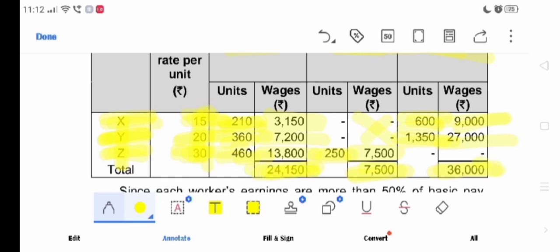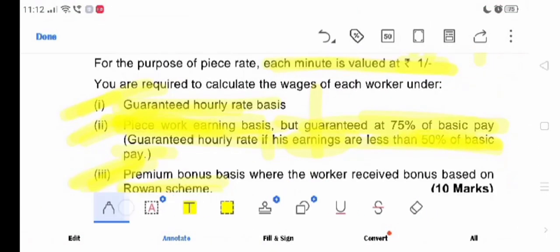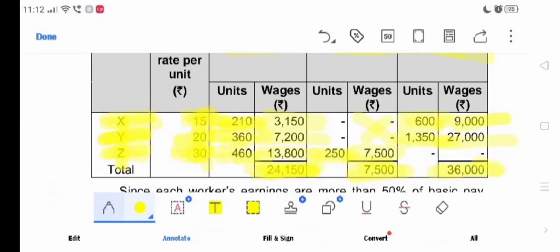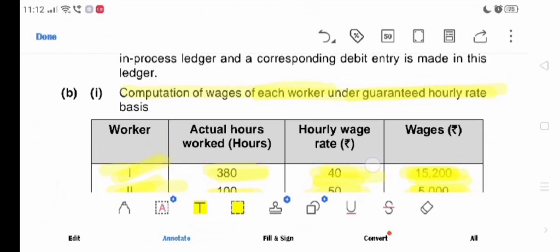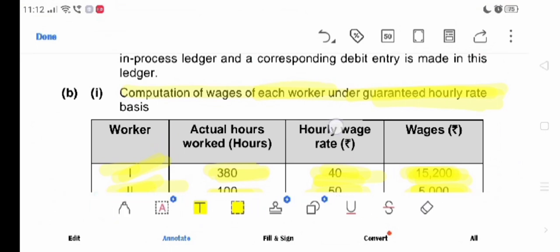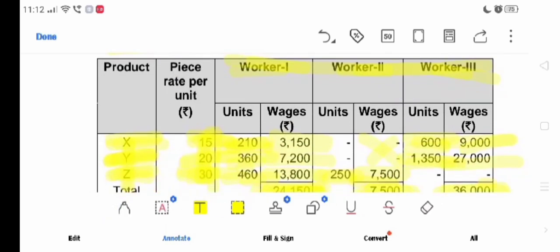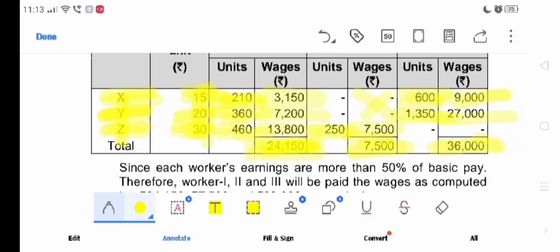Now after getting these earnings, what are we going to check? The condition: earnings less than 50% of basic pay. That condition we have to see. So what is the basic pay of worker 1? These are the guaranteed hourly rates, so these are the basic pay. What is the basic pay of worker 1? 15,200, right? So is this earning less than 15,200? No.